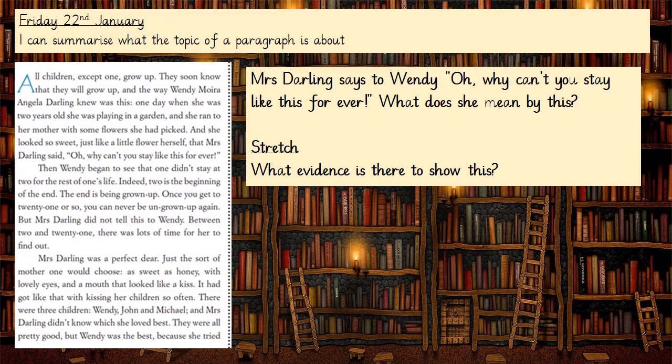Now let's have a look at some of the tasks. So Mrs. Darling says to Wendy, "Oh, why can't you stay like this forever?" What does she mean by this? So what is meant by Mrs. Darling saying to Wendy, "Oh, why can't you stay like this forever?" And then to challenge yourself as a stretch, what evidence is there in the text to show this? So in your books, write the answer to this. If you're doing the stretch, you just need to find it in the text. Pause the video here whilst you do this.